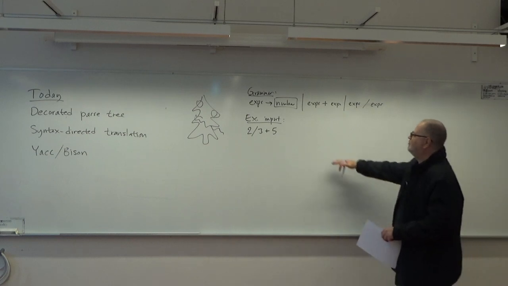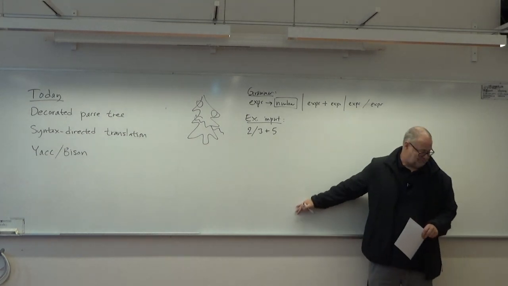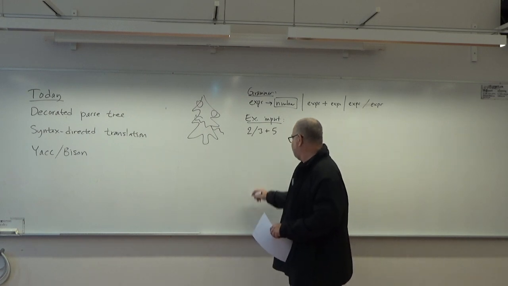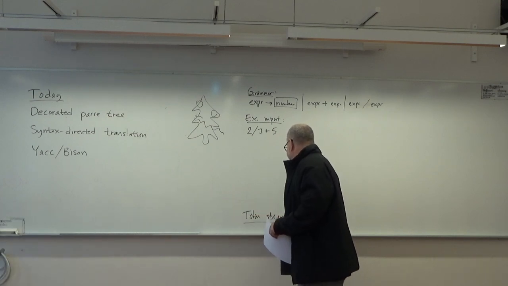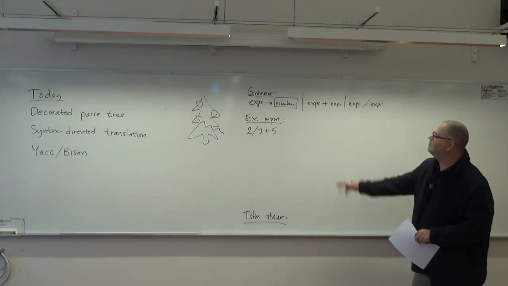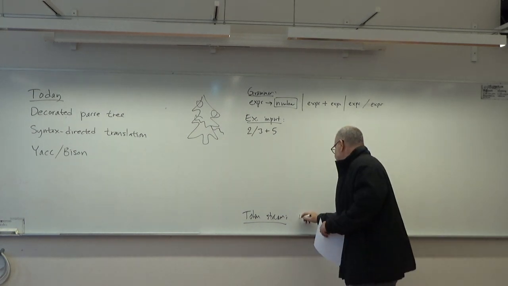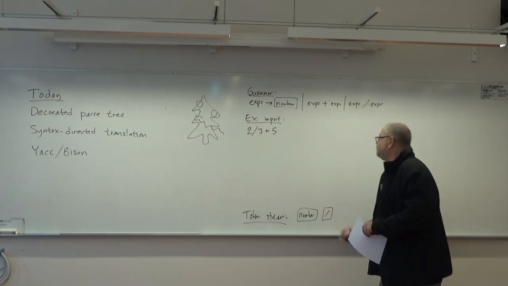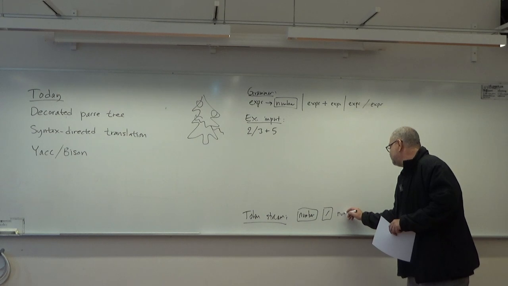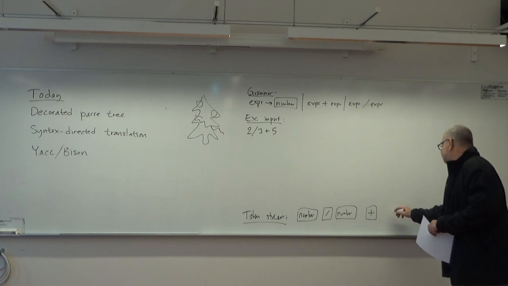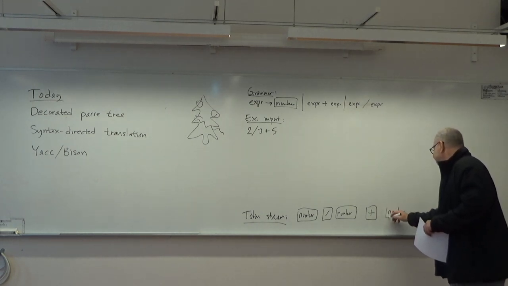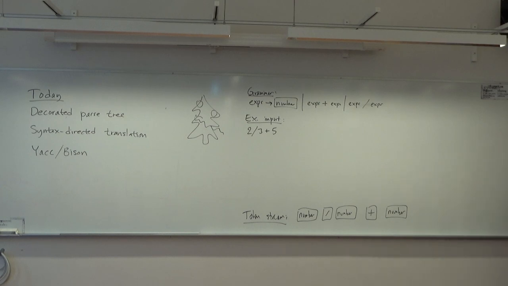And if we leave space here for the parse tree, and put the token stream down here, the token stream will be, well, 2 is a number, so you get the token number, then you get the division operator, which is a token, you get another number, you get plus, and you get a number. And you remember when we talked about scanners, we also talked about lexical values.